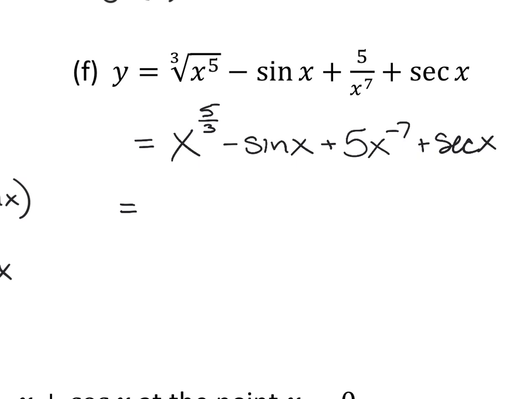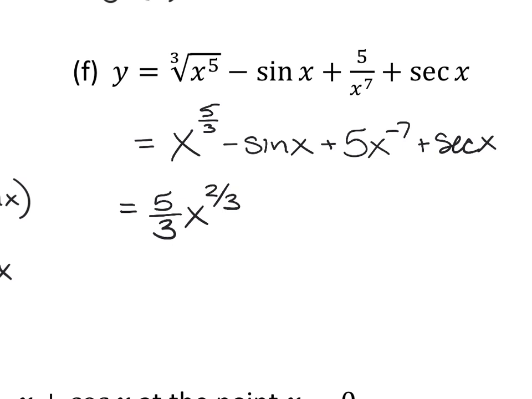For the first one, we're going to multiply the 5/3 to the front and then subtract 1 from 5/3, which means we are subtracting 3/3. What is 5/3 minus 3/3? 2/3.